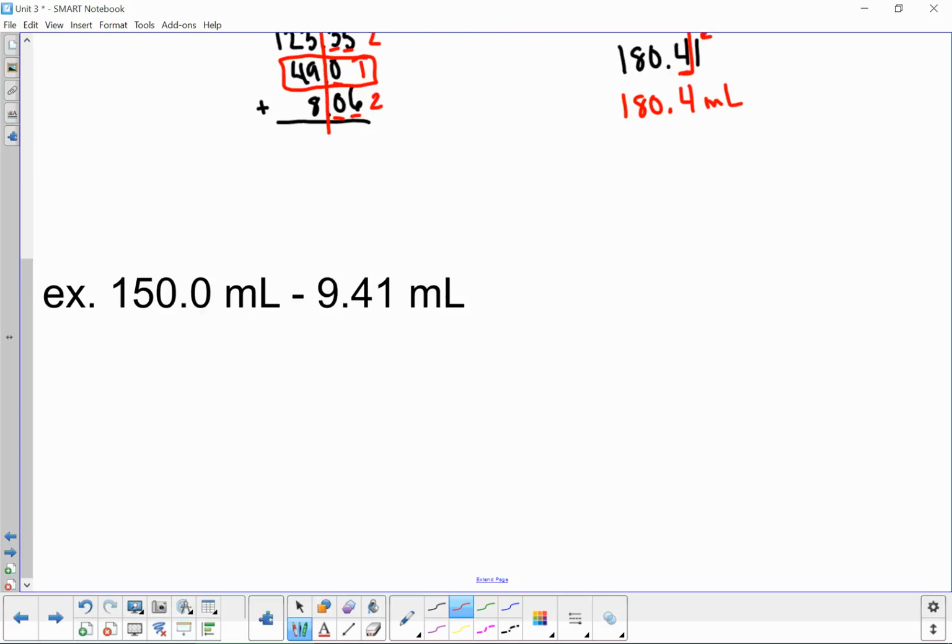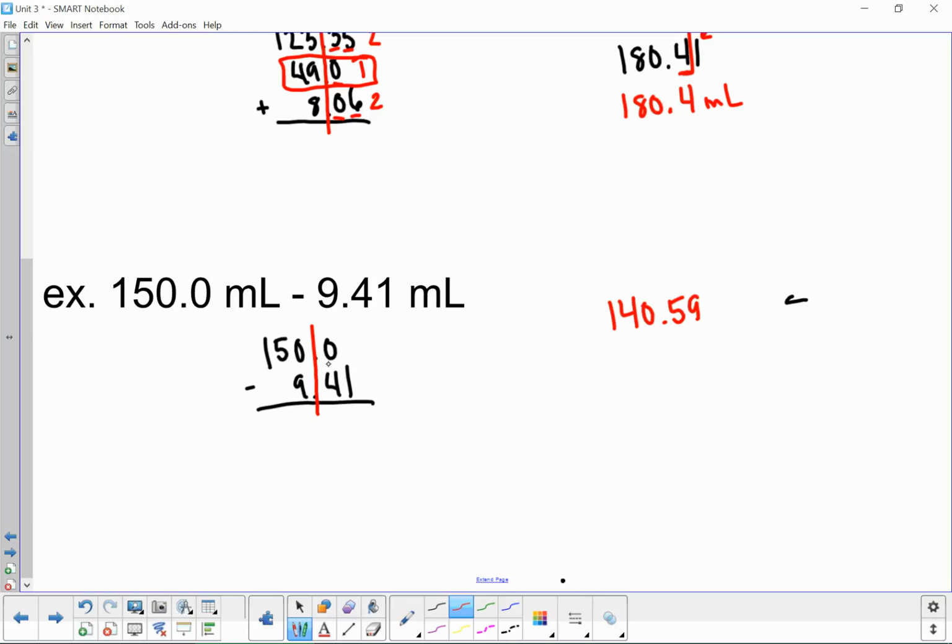So now let's look at the next one. If I just throw this in my calculator, I get an answer of 140.59, but we need to look at the sig figs for how this is going to be. So we're just going to write our numbers out again, 150.0, and line them up at the decimal point so that it makes it a little bit easier for you to see. If I draw this line right here, it helps us to see that we're only going to look after the decimal at the sig figs that we have.